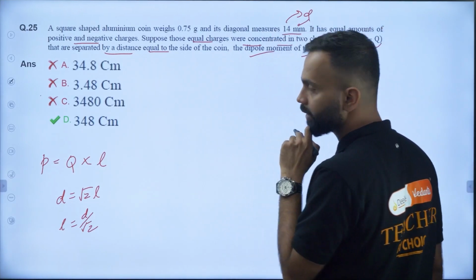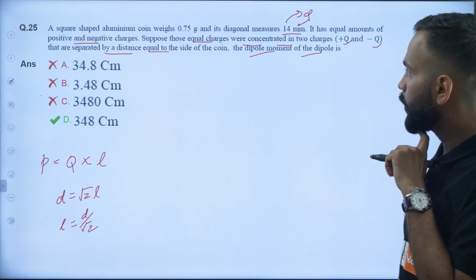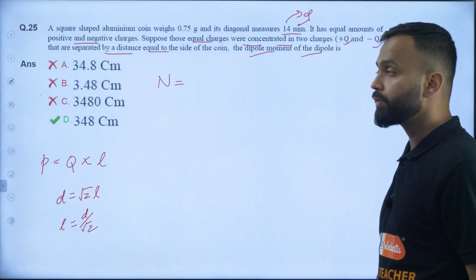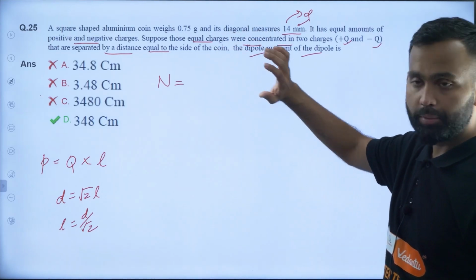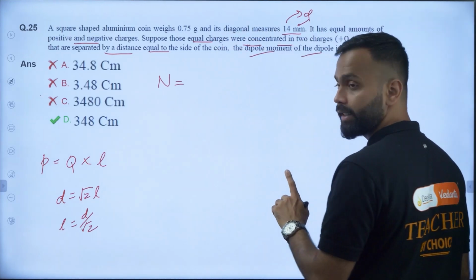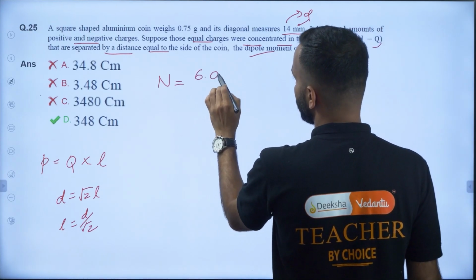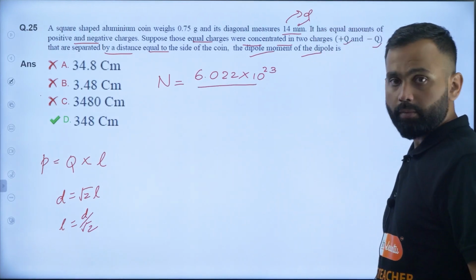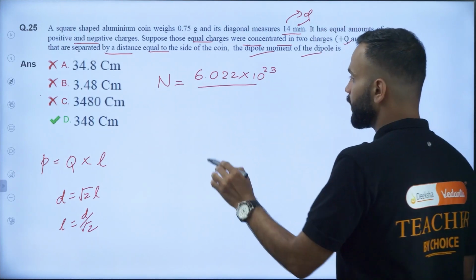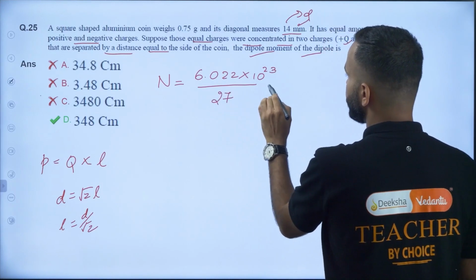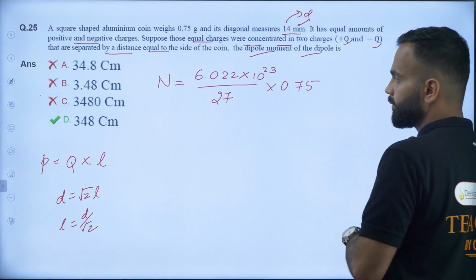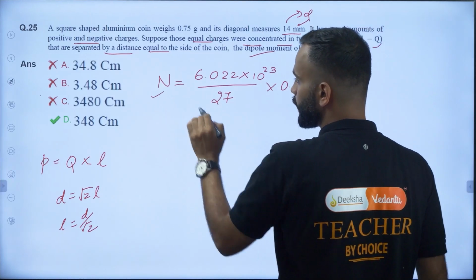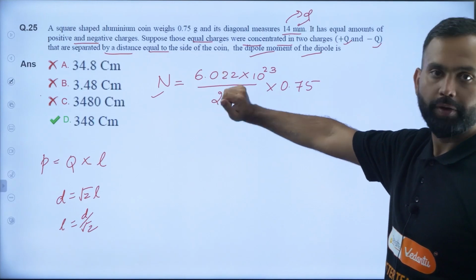So let us find Q. How to find Q? The aluminum coin weighs 0.75 gram, right? So let us find the total number of atoms present in the aluminum coin. That is N is equal to Avogadro number 6.022 into 10 to the power 23, divided by the atomic mass of aluminum, that is 27, into the given mass 0.75. Now solve this, then you will get the number of atoms.